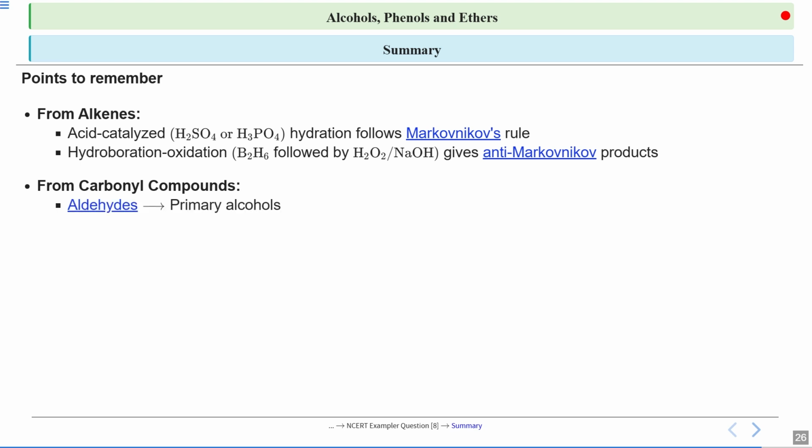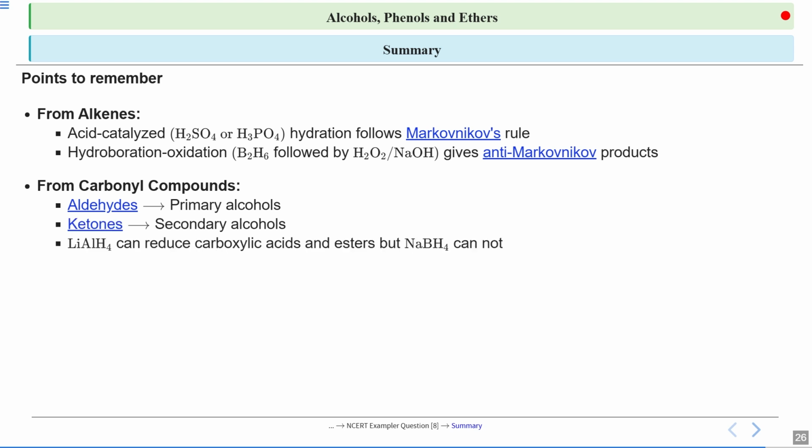The second method of preparation of alcohols is from carbonyl compounds. If you do aldehyde reduction, you will get a primary alcohol. From ketones you will get secondary alcohols. Lithium aluminium hydride, which is a strong reducing agent, can reduce carboxylic acids and esters, but sodium borohydride cannot. And if you do the ester reduction, it is going to produce 2 alcohol molecules.